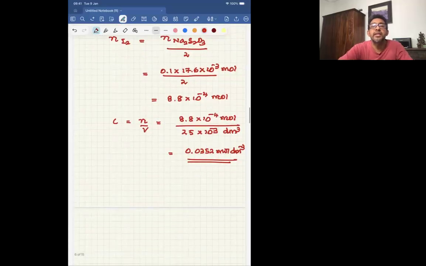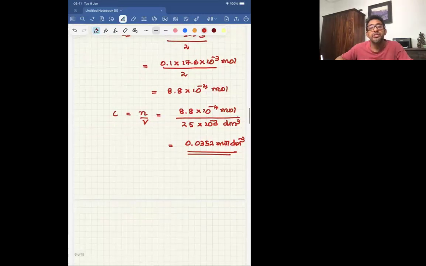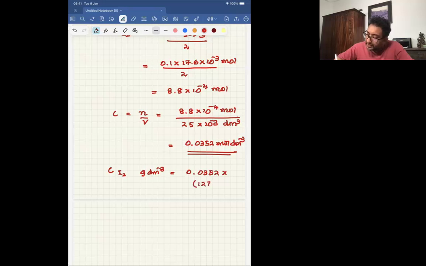Is it clear? Did you understand that? Everybody understood that. 0.0352, right? And then you have to convert this into grams per cubic decimeter. Convert it to grams. So how do you look at the concentration of iodine in grams per cubic decimeter? You get 0.0352 multiplied by the molecular mass of iodine, 127 times 2, grams per cubic decimeter, right?